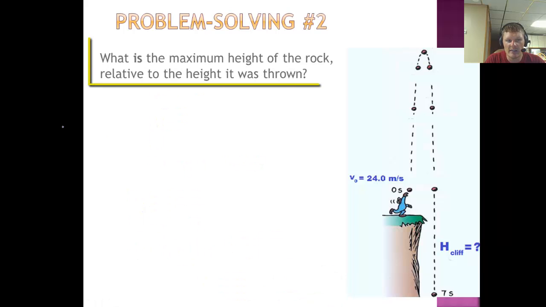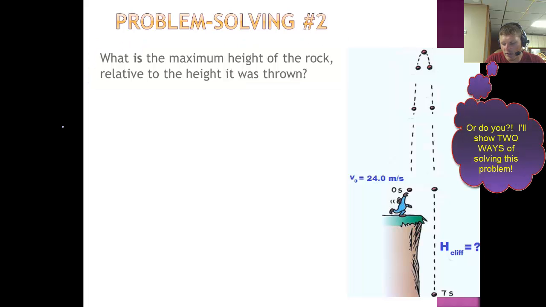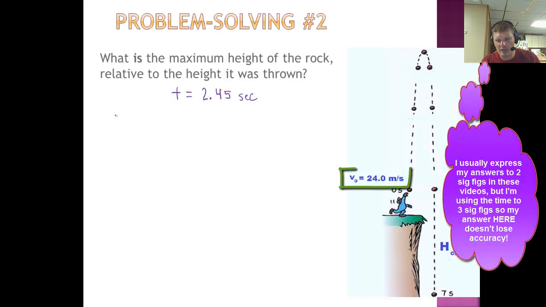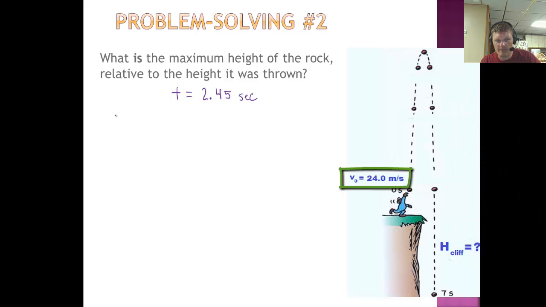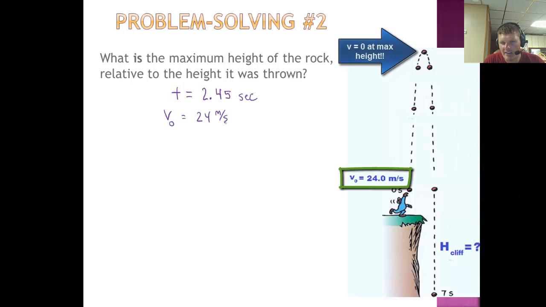The second question asks, what is the maximum height of the rock relative to the height that it was thrown from? You need to use your answer to question 1 because you just solved the time it takes for the rock to go from the height it was thrown up to its maximum height. So I'm going to write that number down right away. The initial velocity for this situation is still 24 meters per second. At the maximum height, the velocity is 0, and as is always the case for freely falling objects near Earth's surface, the acceleration in this situation is the acceleration due to gravity, which is negative 9.8 meters per second squared.